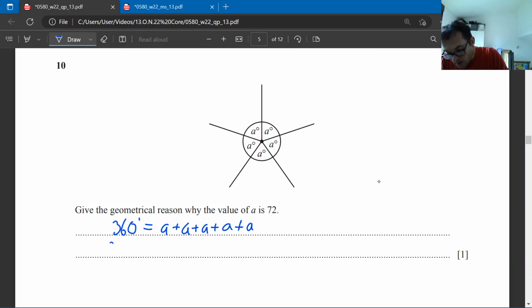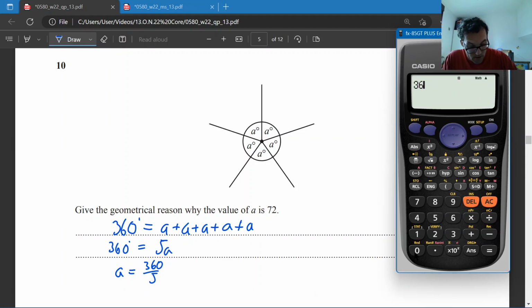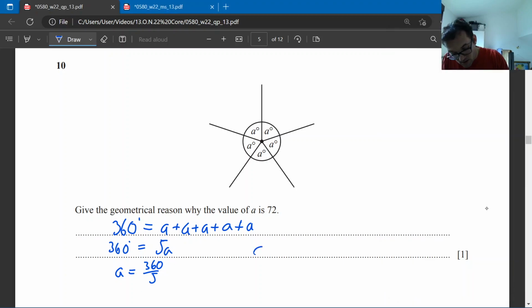Or even a quicker way to write that: there are 5 of them, so you do 5 times A, that's 5A. To get A, we're going to have to divide by 5 on both sides. So that's just 360 divided by 5, and that gives you A equals 72. So you can give a geometrical reason.